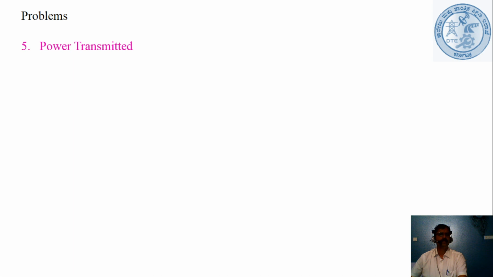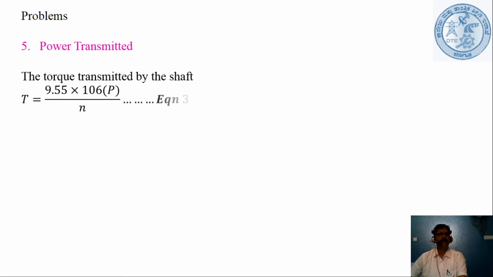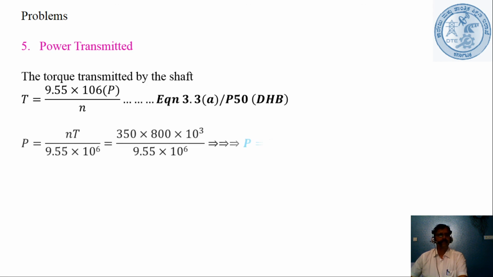Now the power transmitted. The torque transmitted by the shaft is given by T is equal to 9.55 into 10 to the power of 6 P divided by N. Now substitute the values here and calculate the power transmitted by the shaft. Finally we have P is equal to 29.32 kilowatt. And thank you.